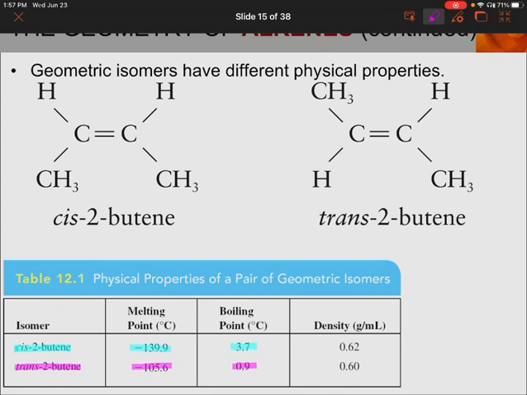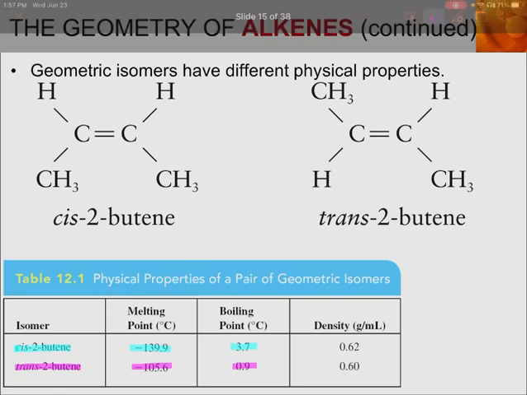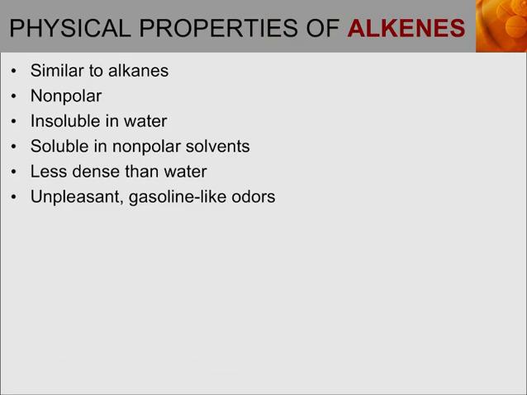So it does matter whether those groups are on the same side or on opposite sides, which is why we have to talk about geometric isomers. If you told somebody, can you go grab the 2-butene, they should ask, well, cis or trans, because it does make a difference. All right, so next time we're going to start getting into physical properties of alkenes.